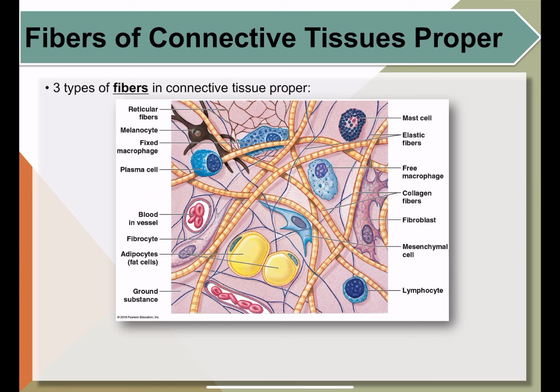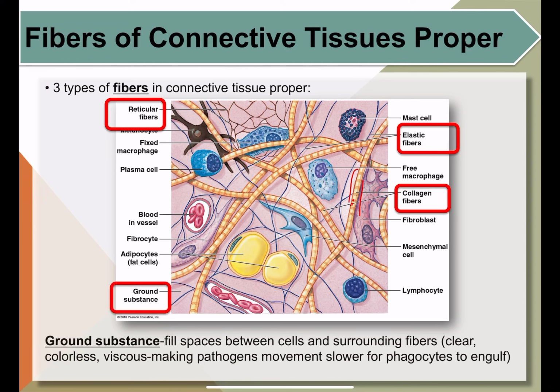So there are 3 types of extracellular fibers, as I've mentioned, within the connective tissue proper. You have collagen fibers, which are the thicker ones that I've mentioned, the yellow ones right there. And then you have reticular fibers, which are smaller, and then you have elastic fibers. And in another slide, I'll talk about how each of these are different.